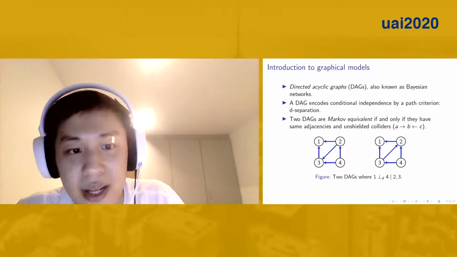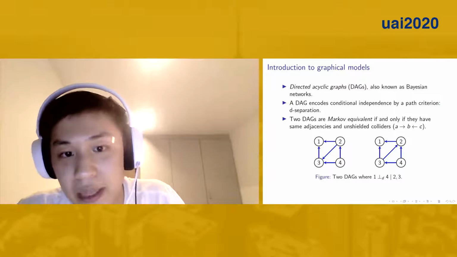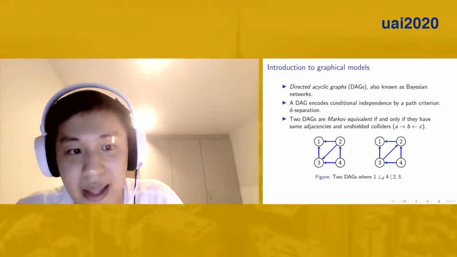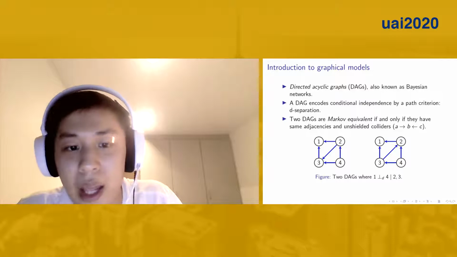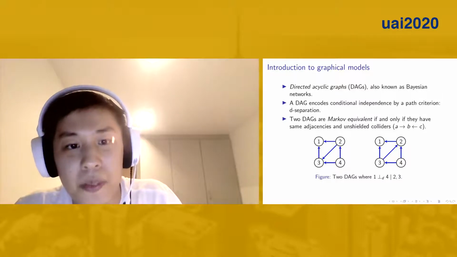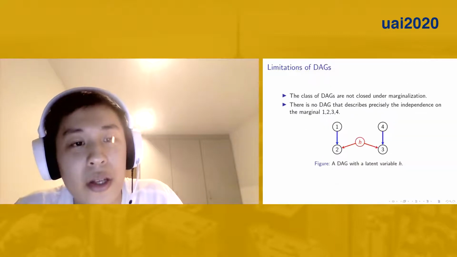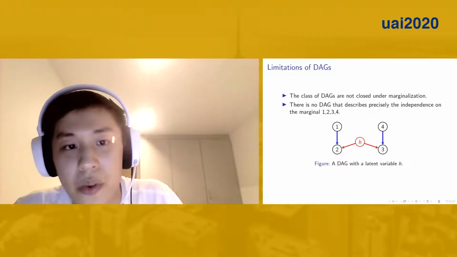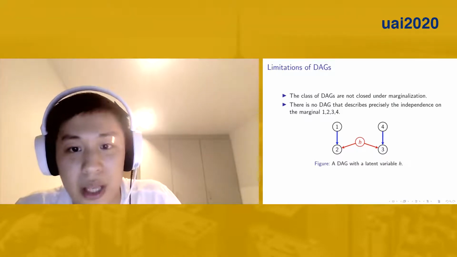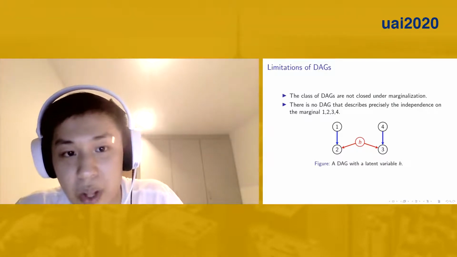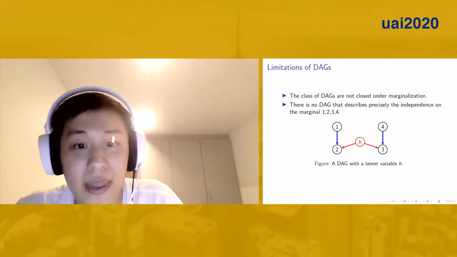There's a theorem stating that two DAGs are equivalent if and only if they have the same adjacencies and unshielded colliders. However, the problem with DAGs is that they are not closed under marginalization. So consider the figure below, where h is a hidden variable. Then there is no DAG that describes the conditional independence on the marginal 1, 2, 3, and 4 precisely.